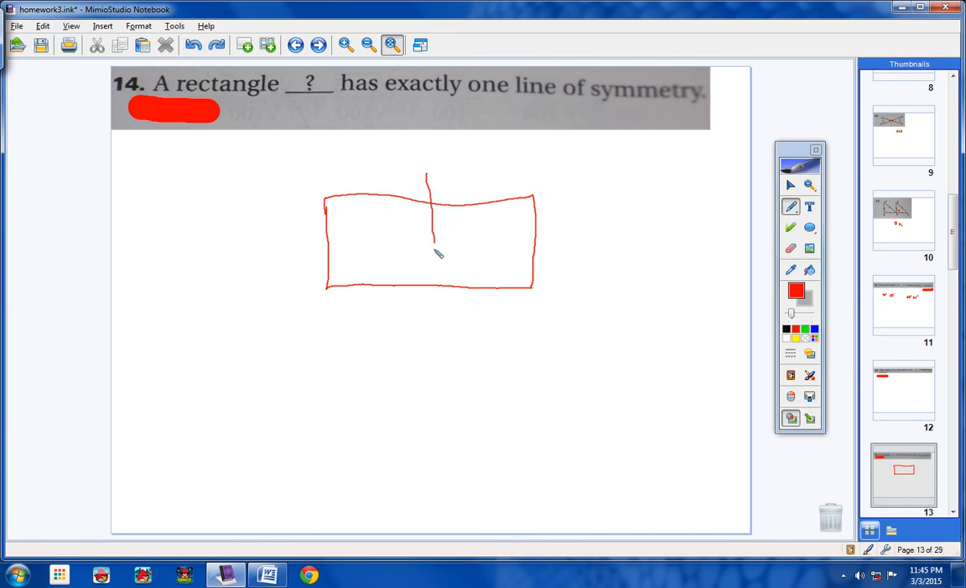Here's another line of symmetry. If you were to fold this rectangle right on this line right here, this part here would fall right on top of this part here. So it says a rectangle has exactly one line of symmetry. I just showed you how it has two. That is never true. Never.